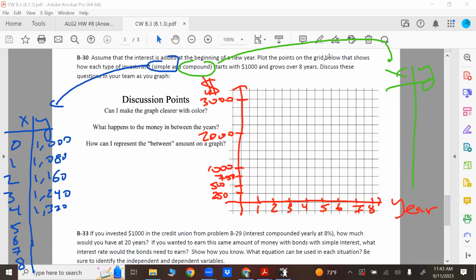It should be really easy. For green, 0 was 1000. 1 was 1080. You have 2, 3, 4. And we also do 5, 6, 7, 8.